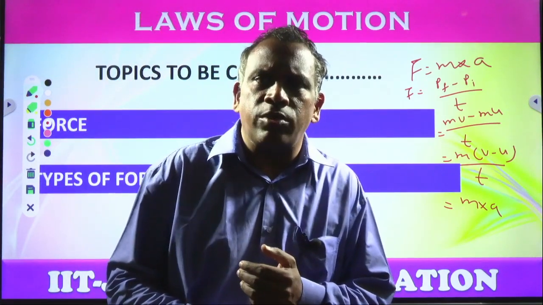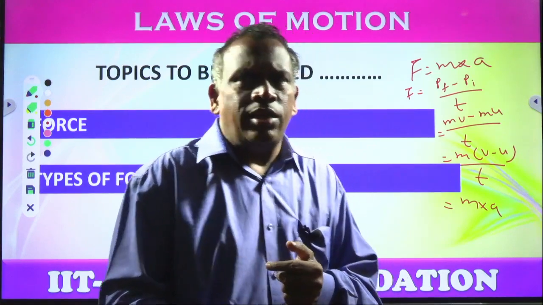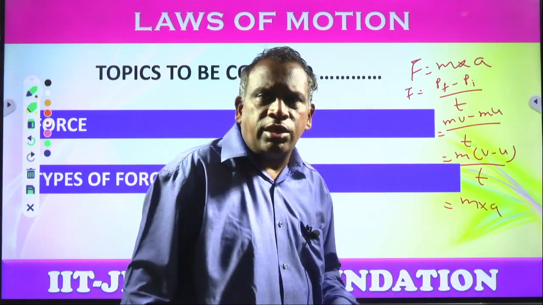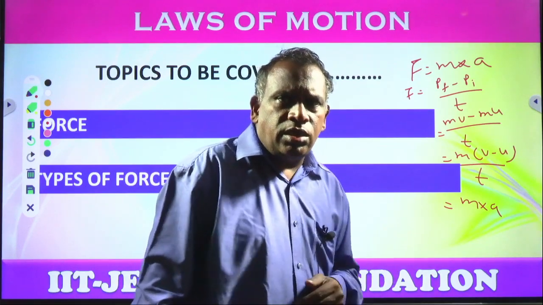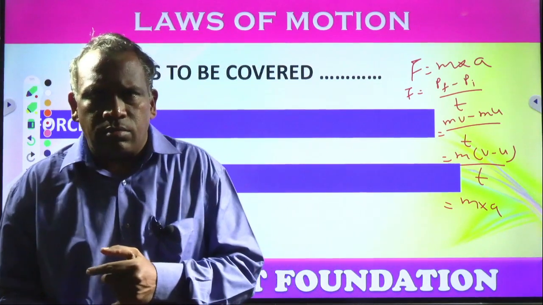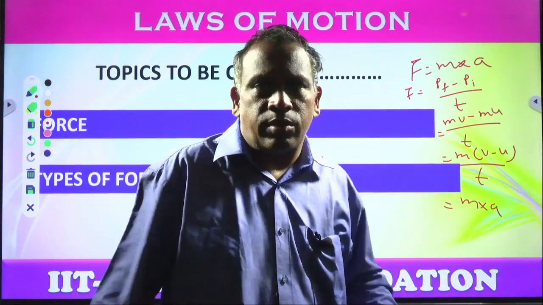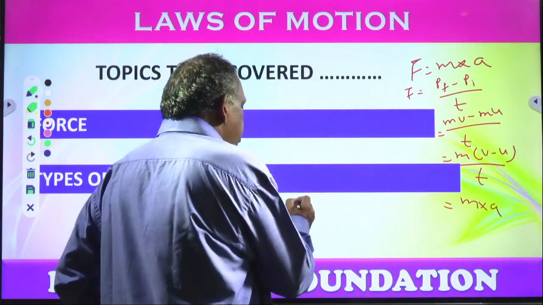Now the force units. The unit of force is newtons. 1 Newton is 1 kg meter per second square. Newton is the SI unit. The CGS unit of force is dyne. 1 dyne is 1 gram centimeter per second square. 1 Newton is equal to 10 power 5 dynes.